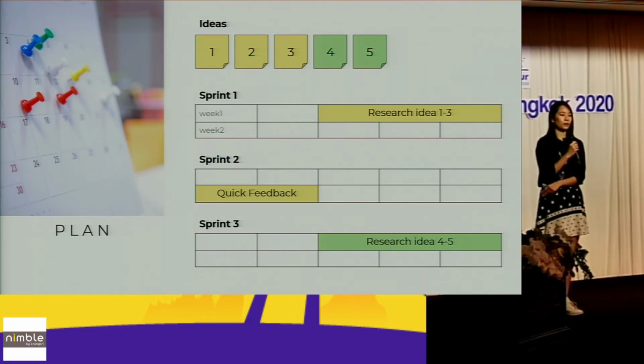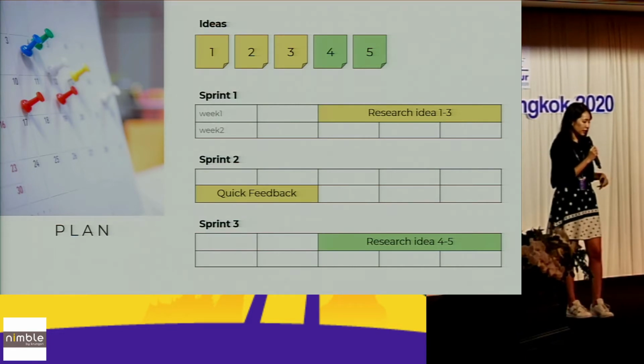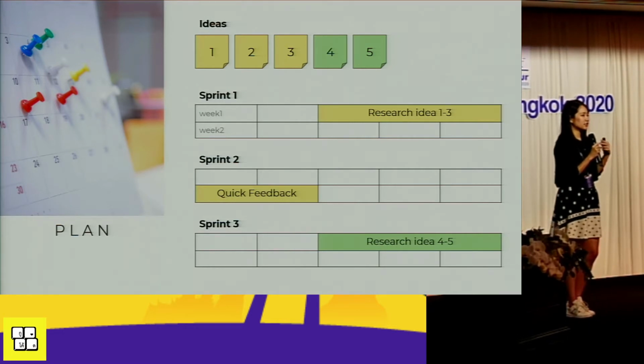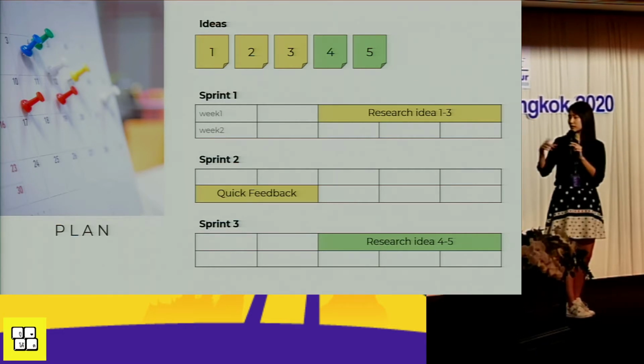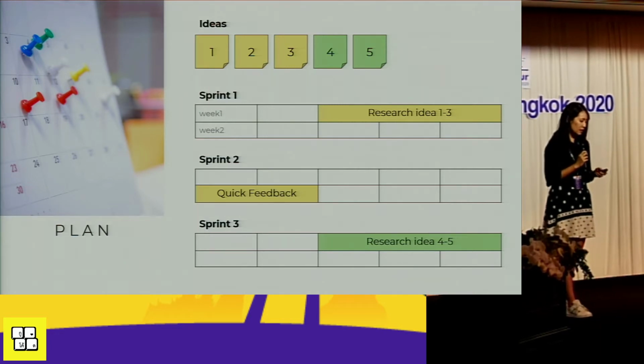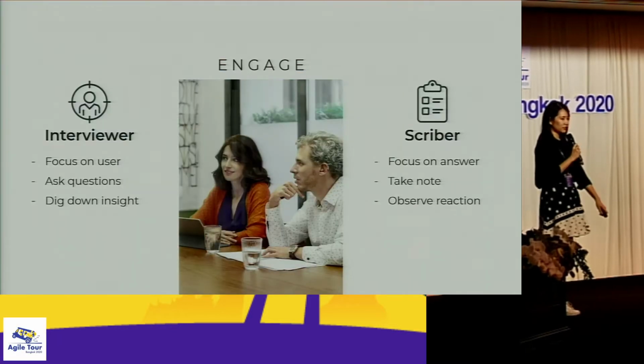So in sprint 3, we also have another 3 fixed days for the research. But if during sprint 2 the quick feedback doesn't work, we also have time to fix the change, and we can use those 3 days to validate the feedback again. And then after we have planned the fixed schedule, it's time to do the research.